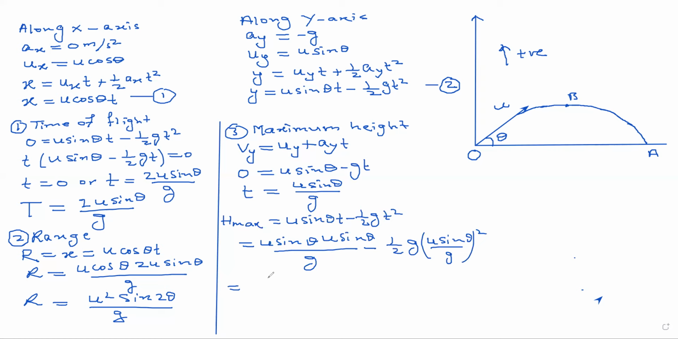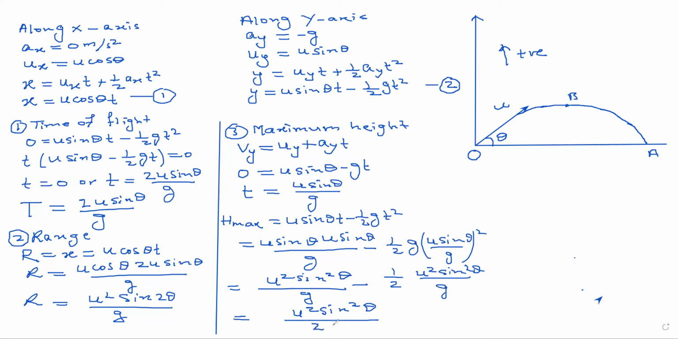So on solving this, we get U square sine square theta by G minus half of U square sine square theta by G. See, if you say U square sine square theta by G is X, then we have X minus half of X. So this will give you half of X. So the result is U square sine square theta by 2G. This is the maximum height attained by the projectile.